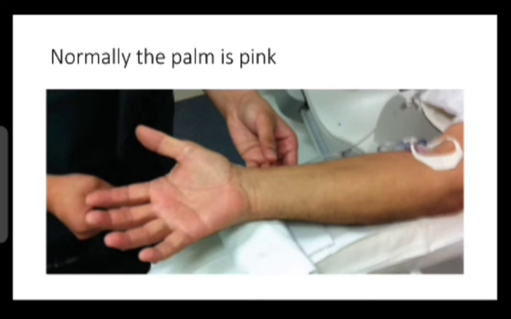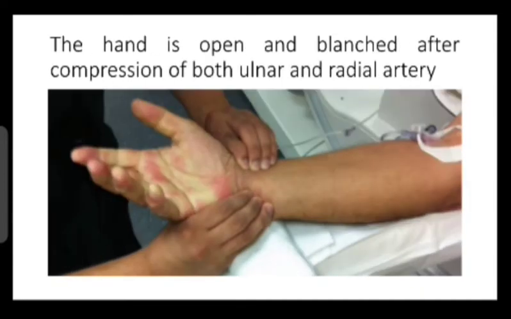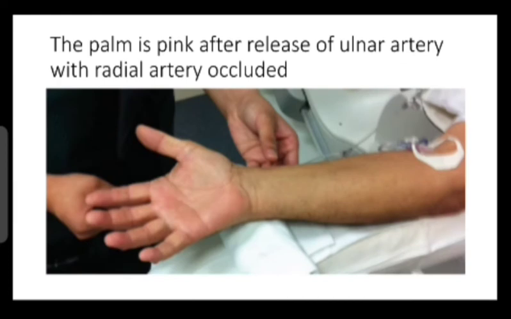So normally, as shown in the figure, the palm is pink, fist is made, and the radial and ulnar arteries are compressed. The hand is open and blanched after compression of both ulnar and radial arteries. The palm is pink after release of ulnar artery with radial artery occluded.